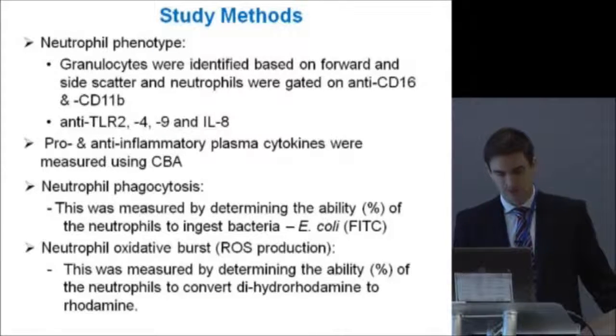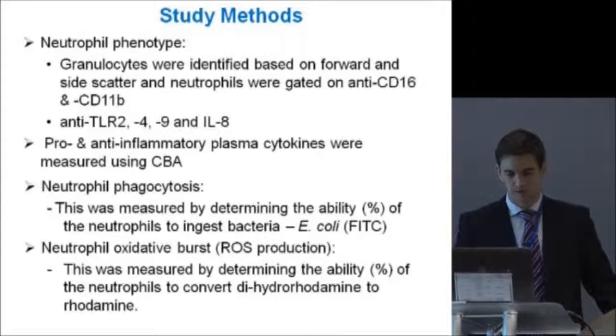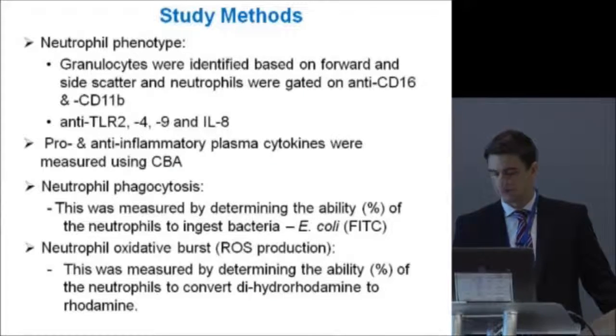It was a flow cytometry-based experiment, and we were using monoclonal antibodies directed against toll-like receptors 2, 4, and 9. And we were also studying plasma cytokine levels using cytokine bead array and testing neutrophil dynamic function with phagocytosis and oxidative burst assays.